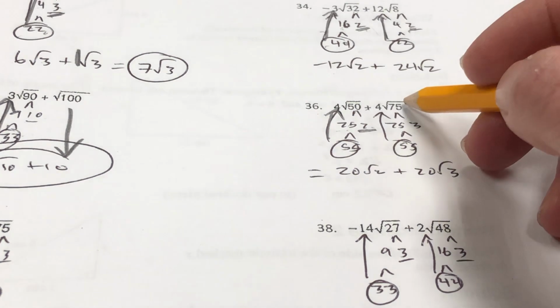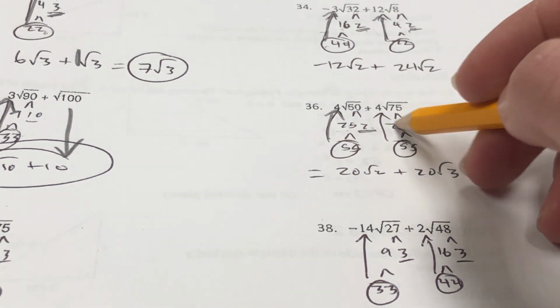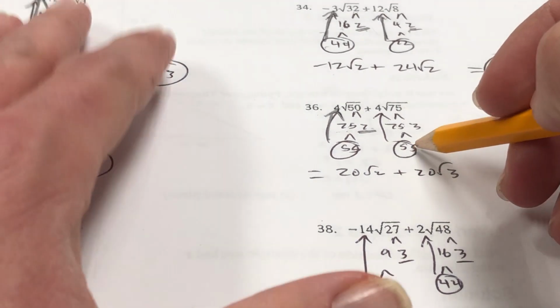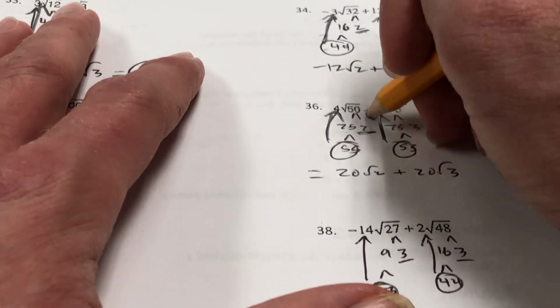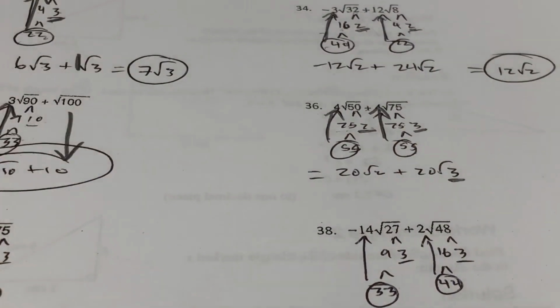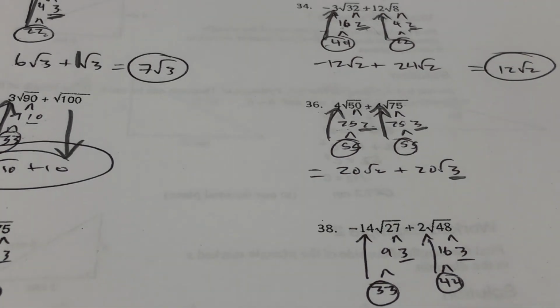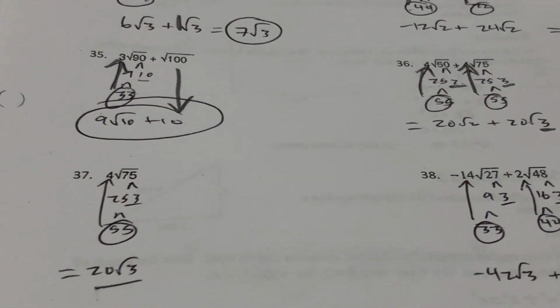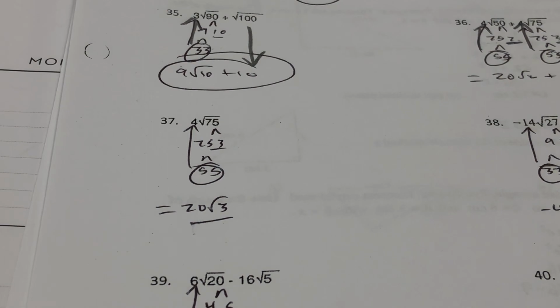All right, what goes into 75? 75 is 25 and 3. What's 25? 5 and 5. 5 times 4 is 20. And you got a 3 on the inside of radical jail. Guys, 20 root 2 and 20 root 3, that's it. That's just the answer. It's not 40 root 5 or anything. Last 4, folks.